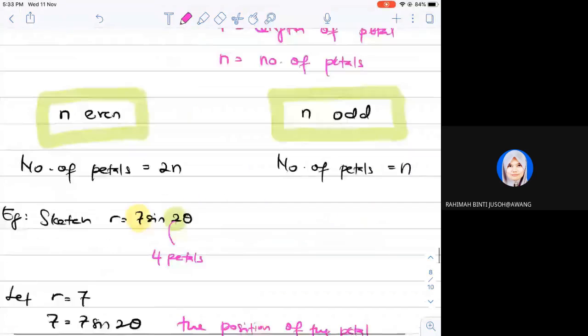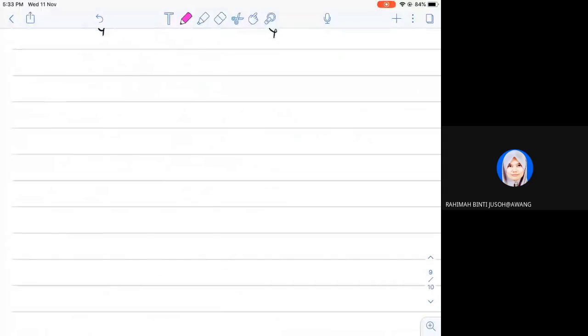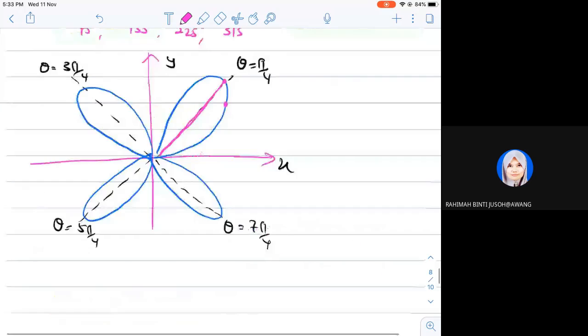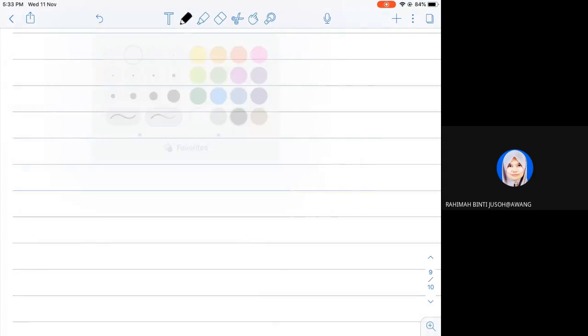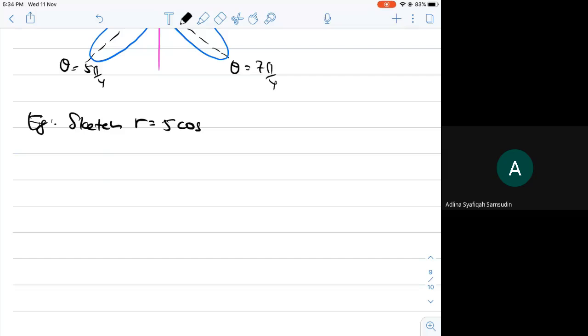Okay, let's try another example for n even. Once more, n even. Just now we did sin. I'll give another example, we do cos. Okay, example. Sketch R equals, give me a number guys. 5. Okay, 5 cos what? Give me an even number. 6. Okay, 6 theta.